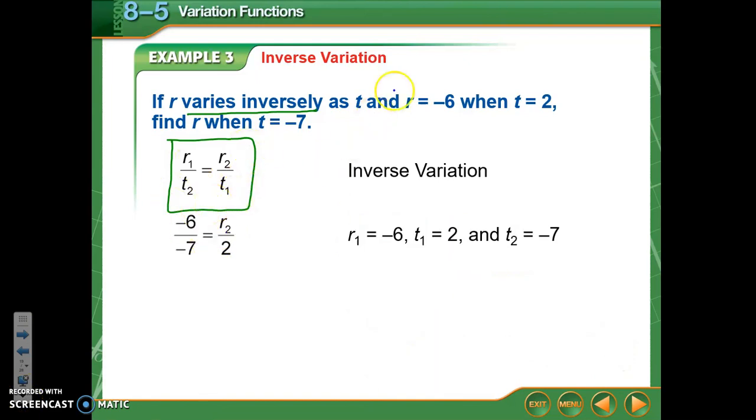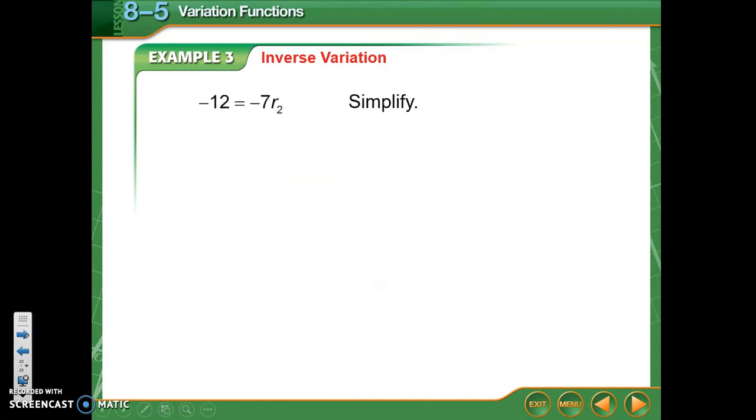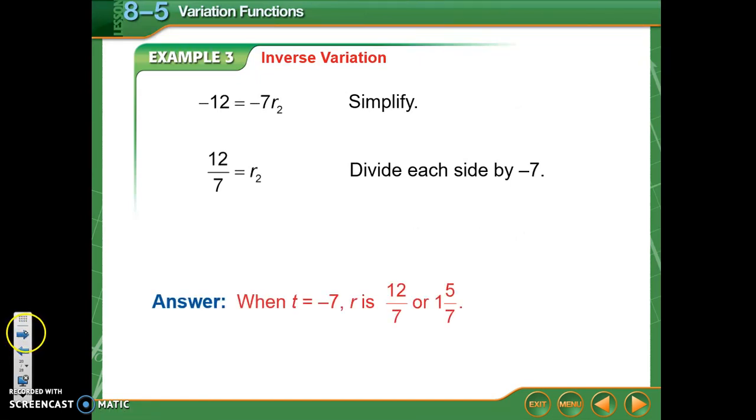So that's how they get that proportion. Again, notice you have to be very careful with plugging it in. It might be helpful to label as you go. So if r equals -6 when t equals 2, we could call that our r1 and t1. We want to find our second r sub 2, when t sub 2 equals -7. So labeling would probably be helpful. So in our r1 we put -6, and then my 2 goes in the opposite fraction in the denominator. I'm solving for r sub 2 when t sub 2 equals -7. Then I cross multiply and solve, and I get 12/7 equals r sub 2. So that's my final answer for that one using the proportion.